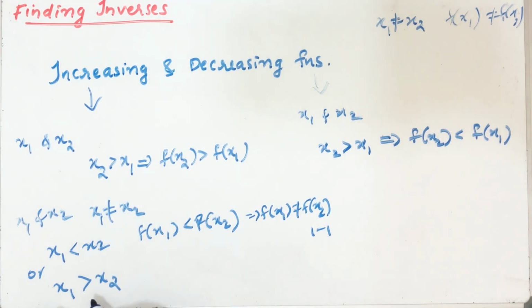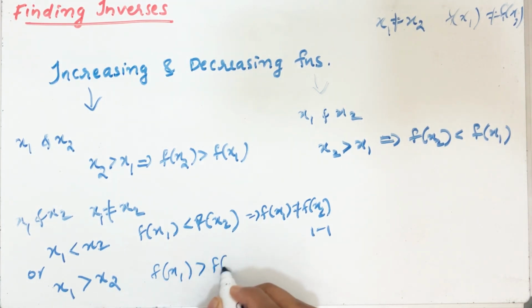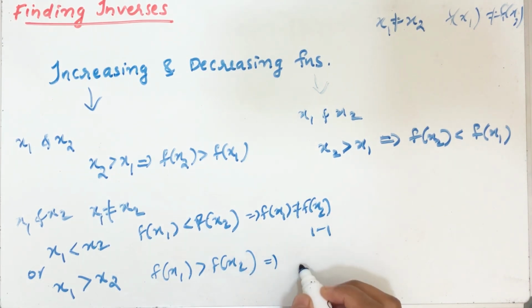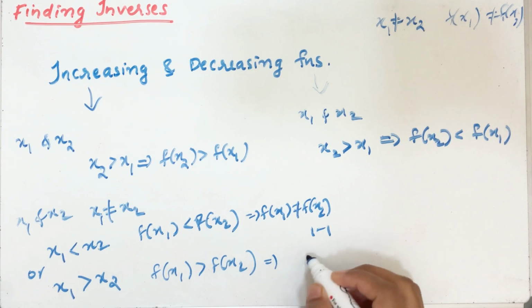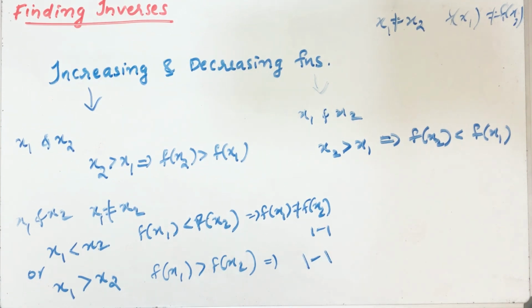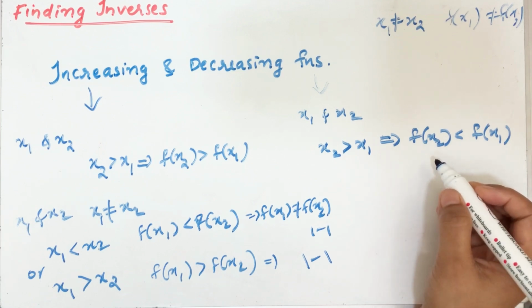Like that, x1 strictly greater than x2 implies f of x1 strictly greater than f of x2 because it is an increasing function, which implies f of x1 is not equal to f of x2. In these two cases, f is 1 to 1. So increasing functions are 1 to 1. Like that, we can say decreasing functions are 1 to 1.